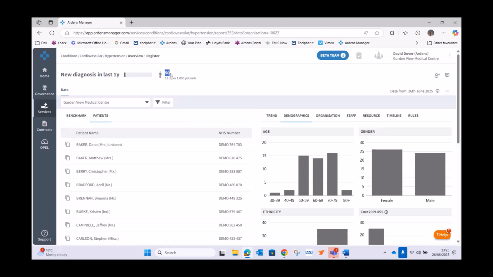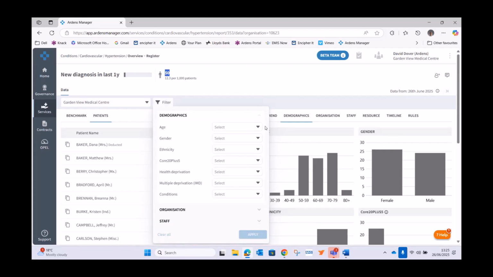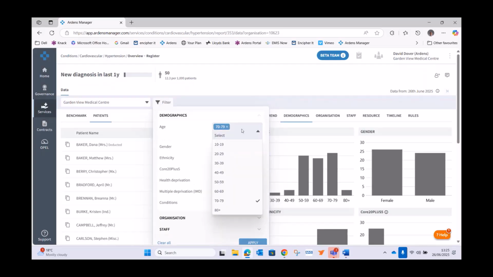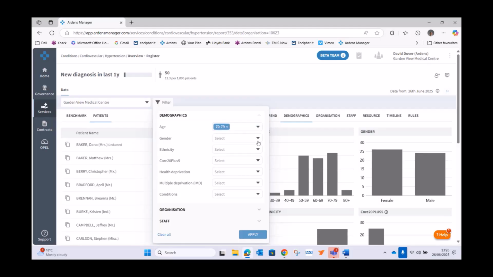So of these 50 patients newly diagnosed in the last 12 months, maybe I'm interested in those over 80s or the 70 to 79-year-olds. Then what I can do based on the demographics is use that filter option, and then I can mix and match. I can choose as many or as few of these as I want to. So if my priority happens to be a particular age range, I can choose that. Again, I can add to that age range. It doesn't just have to be 70 to 79s. I could do the 50 to 59s along with the 60 to 69. So I can pick and choose as many of these as I want.